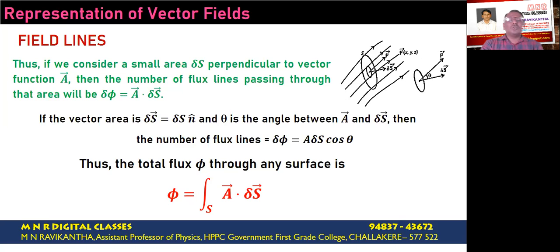Thus, the total flux phi passing through any surface is given by phi equal to the surface integral of a bar dot ds bar. So, using this integral equation, we can calculate the flux passing through any point, which gives the measure of the field strength.